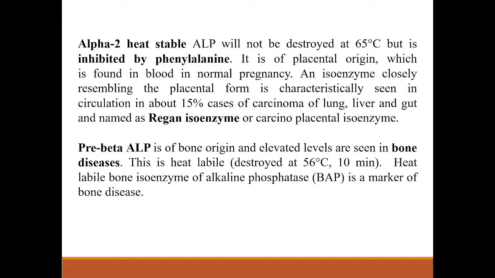Pre-beta ALP is of bone origin and elevated levels are seen in bone diseases. This is the heat labile isoenzyme, that is BAP, bone alkaline phosphatase, sometimes called BAP or BALP. It is a biomarker of bone disease. You see, in orthopedics they use this as a biomarker.